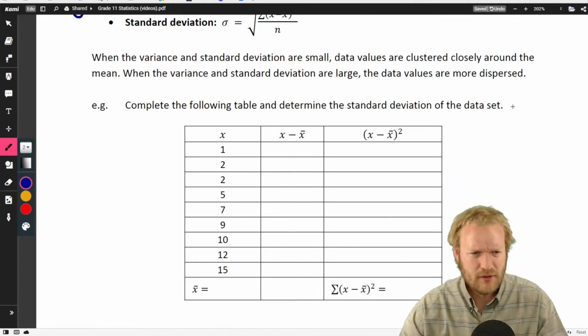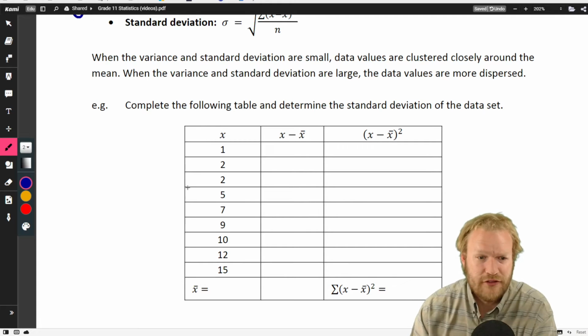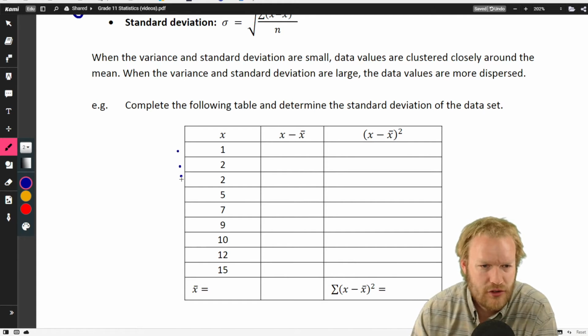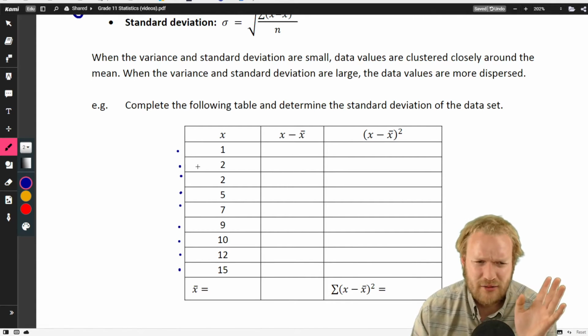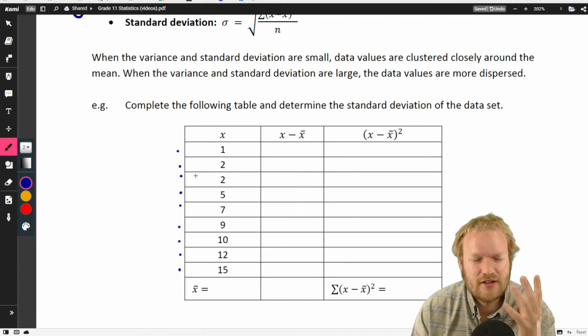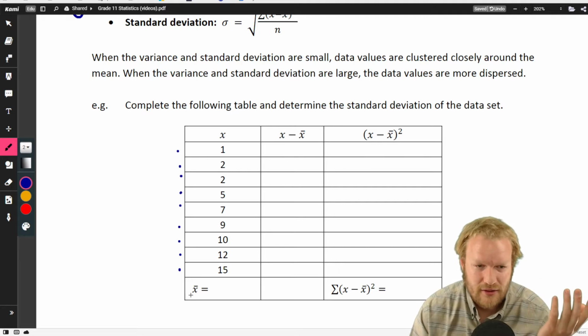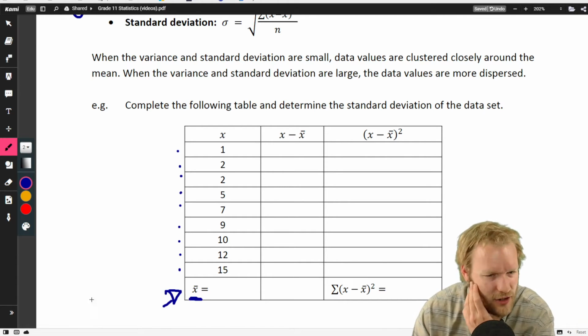So here we go. We're given a few data points. 1, 2, 3, 4, 5, 6, 7, 8, 9 of them. We're not interested in the median. We're not saying where's the middle number. In that sense, we're going to find our mean. So here we go, x bar. This, remember, is our mean.